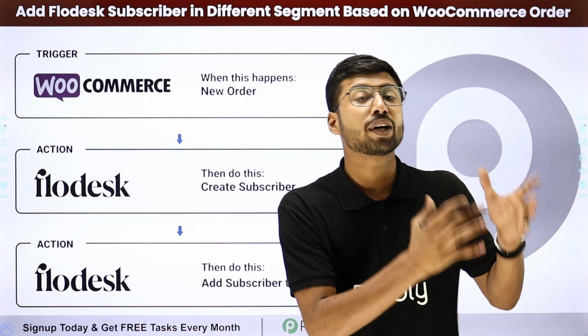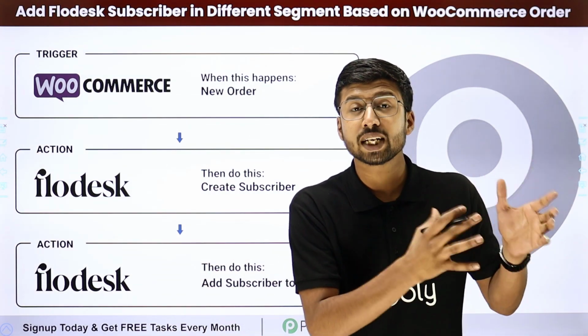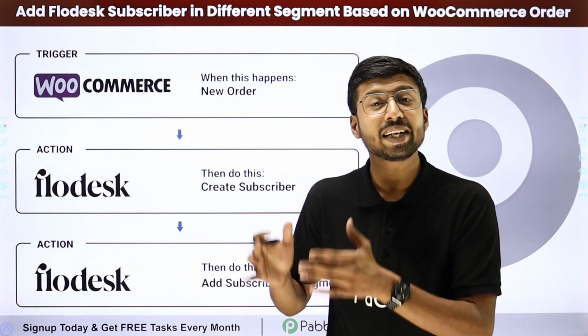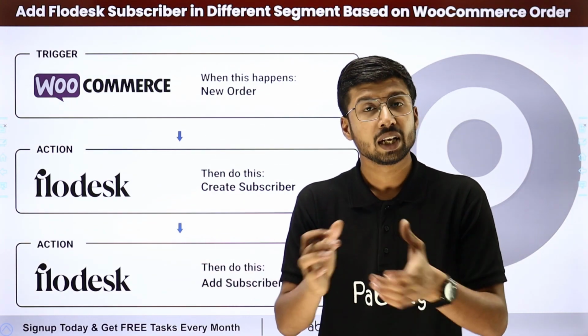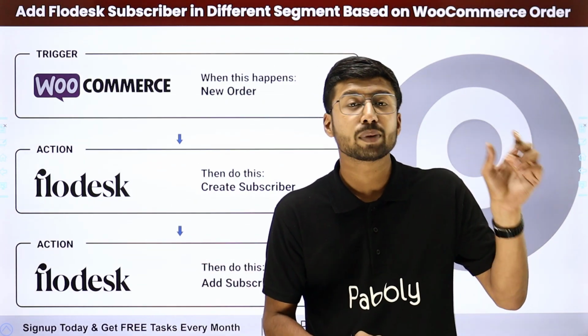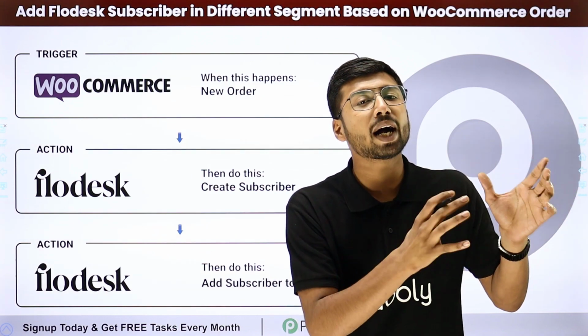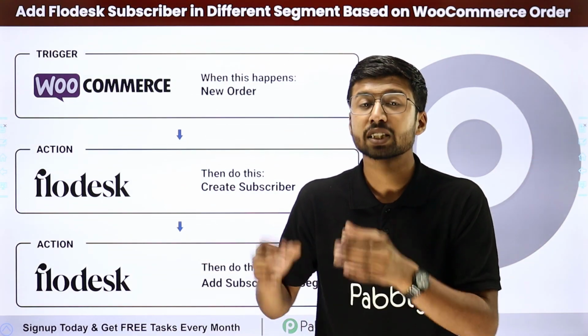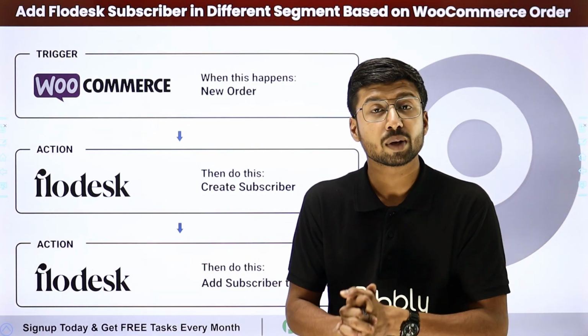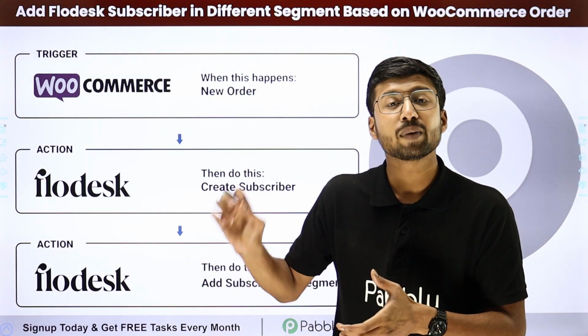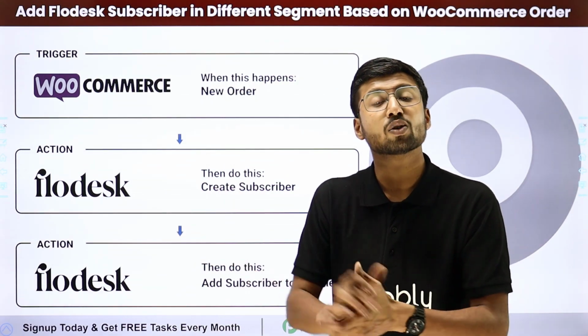Let's say you have 10 products on your WooCommerce store, and for those 10 different products, you have created 10 different segments in Flodesk. So let's take an example. If the customer has purchased a camera, then you want to add that customer as a subscriber in Flodesk, and also add that subscriber into the specific segment which you have created for the customers of camera.